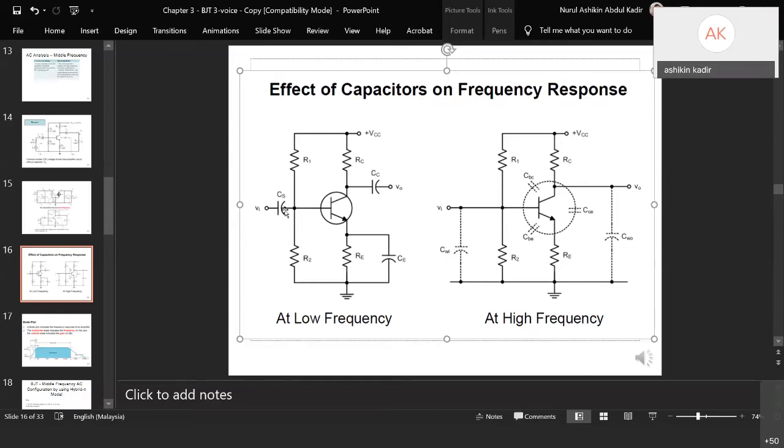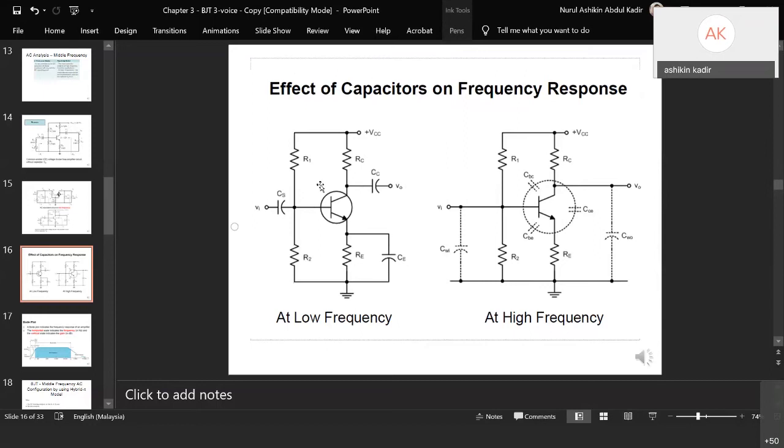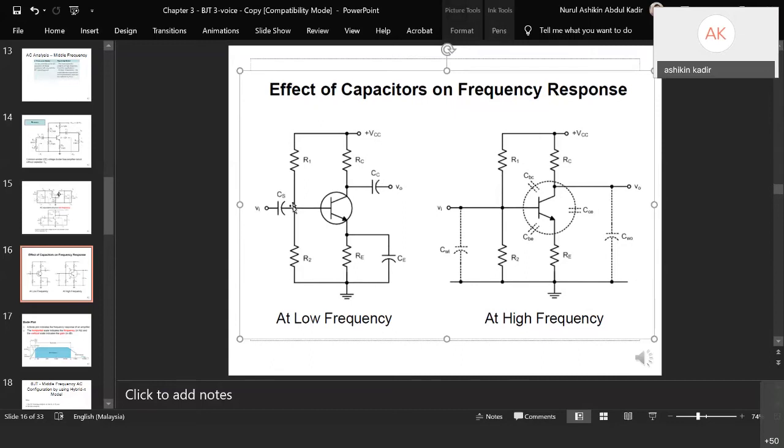So the capacitors will affect the circuit during low frequency and during high frequencies. Firstly, during low frequency, the effect is caused by the capacitors in the circuit. Usually we have a capacitor at the input and at the output. This is the coupling capacitor. And then we have a capacitor at the emitter part. This is a parallel emitter capacitor, which is to bypass the resistor RE.